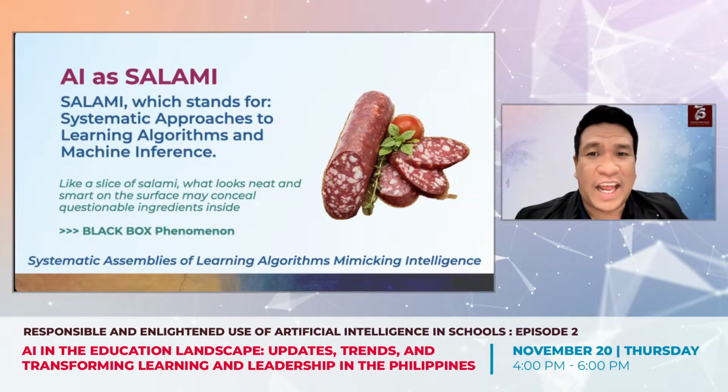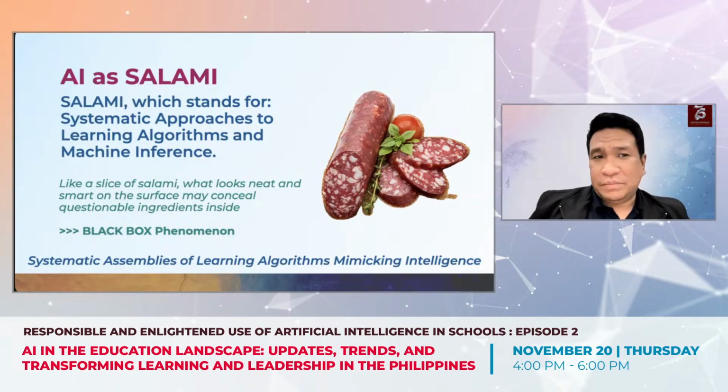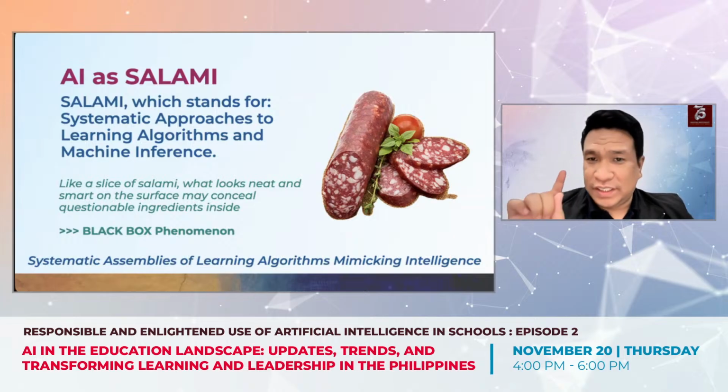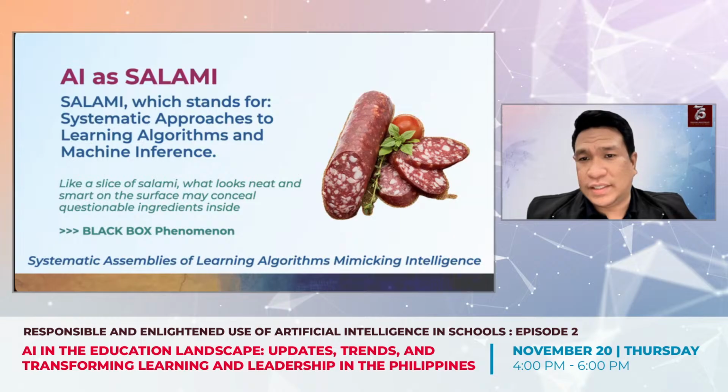So para sa kanila, ang AI, hindi talaga siya intelligent. Kung hindi, nagmimimik lang siya ng intelligence through algorithm and through machine learning. Therefore, dapat ang pangalan niya Salami. Okay. But like salami, what looks neat and yummy and smart on the surface may conceal questionable ingredients inside. Because in AI, we have what we call the black box phenomenon. We don't know what's inside. The outer part might be good, but we don't know what's inside.